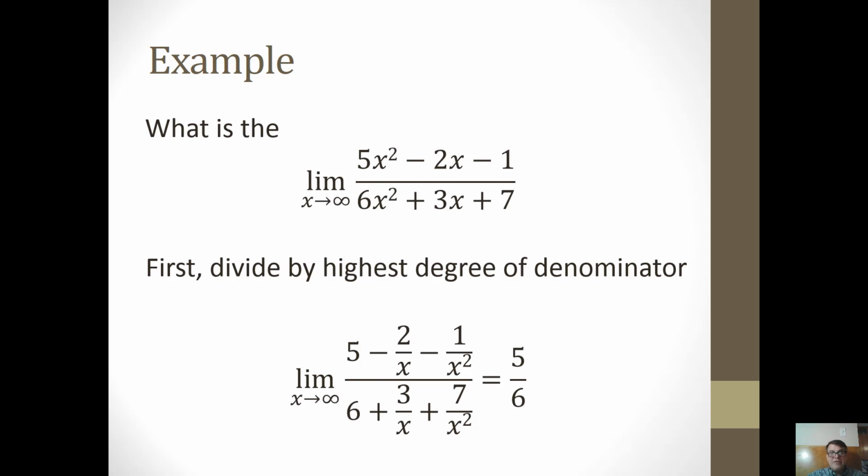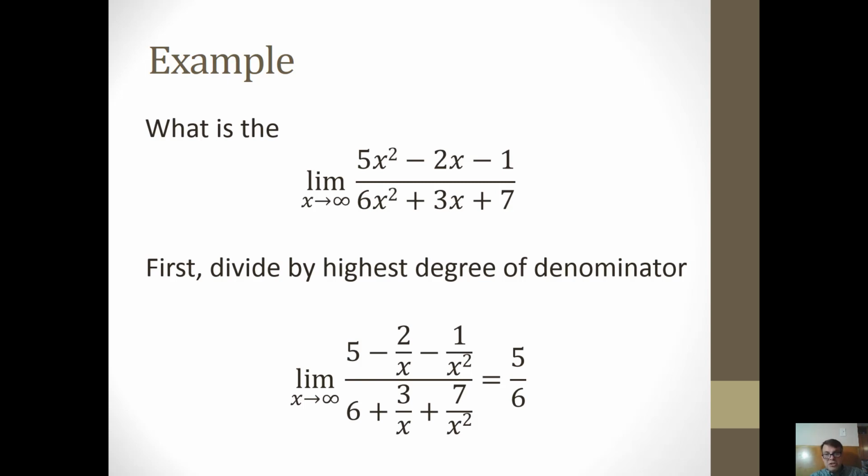So if you divide 5x squared by x squared, you get 5. If you divide 6x squared by x squared, you get 6. And then all the signs are the same. If you divide 2x by x squared, you get 2 over x. If you divide 1 by x squared, you get 1 over x squared. If you divide 3x by x squared, you get 3 over x. If you divide 7 by x squared, you see how it goes.